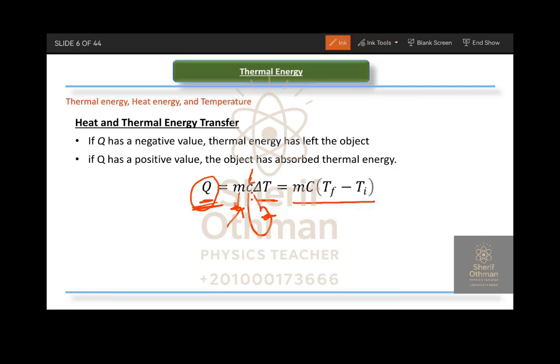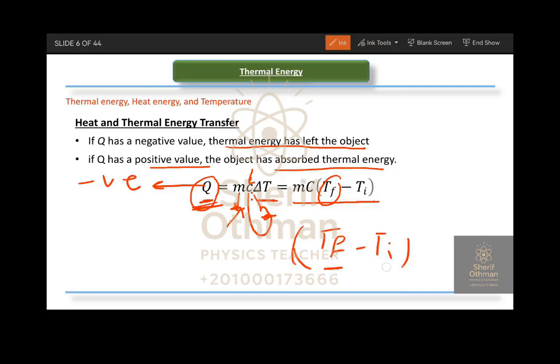Guys, I have to know that if Q by the end became negative, that means the energy has left the object because the final temperature is less than the initial one. So Q will be negative. If it has a positive value, that means the object has absorbed thermal energy, as Tf minus Ti will be positive, T final greater than T initial.